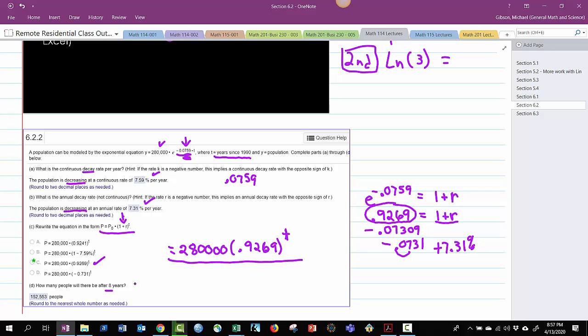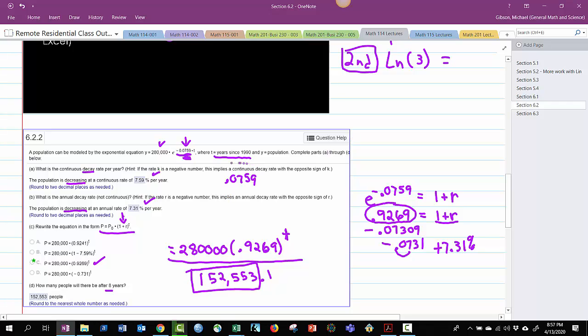And this comes out 152,553.0.1. And so they're going to round it to the whole number, and it's just going to be the 152,553. Okay, so there's not a lot of answers here, but there's quite a bit of stuff going on.